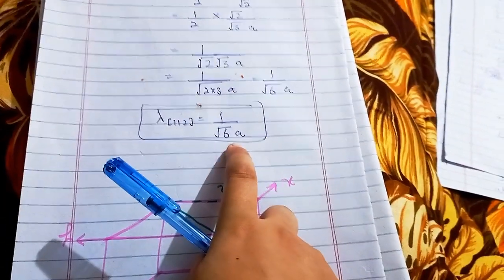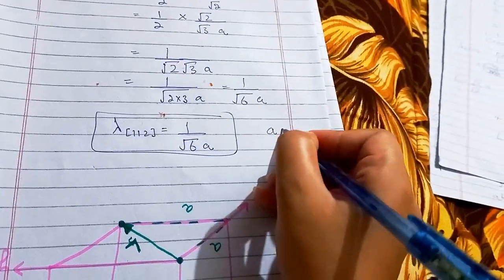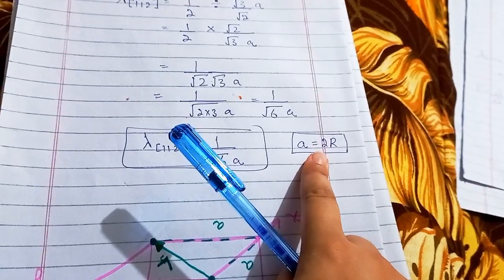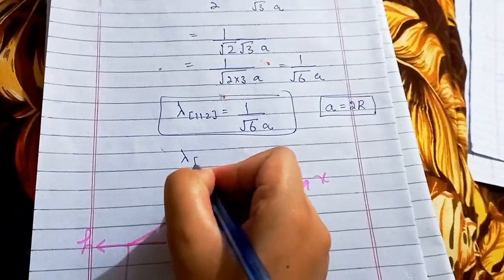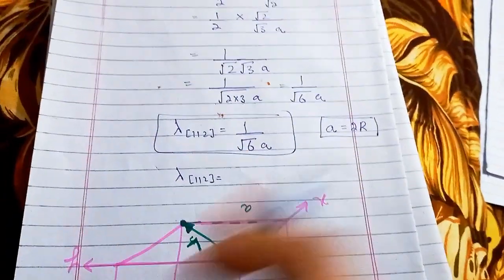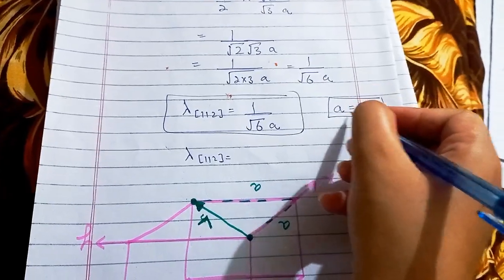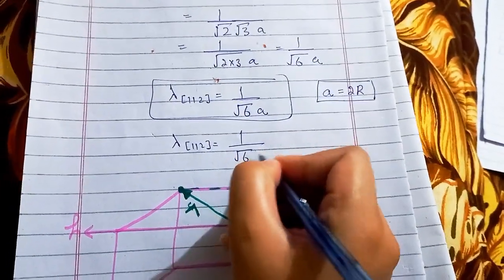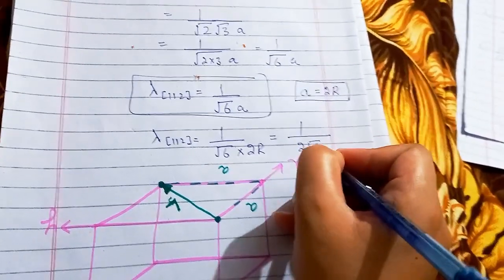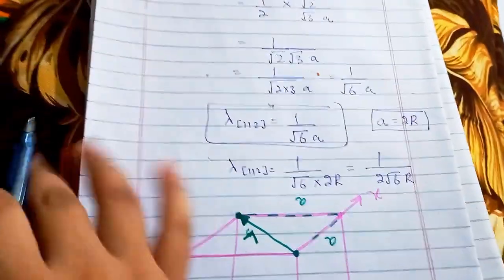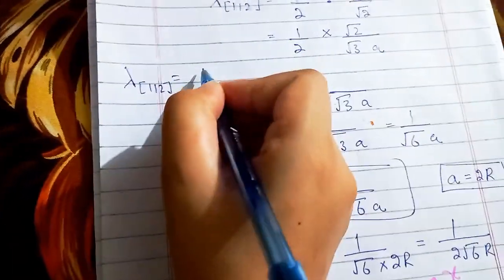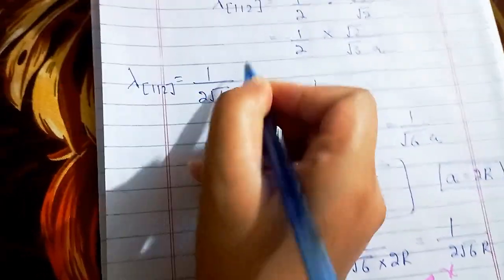We can convert it into atomic radius, because in simple cubic we know that a is equal to 2R. This is the relation that is true for simple cubic unit cells, and I have justified it in the part where I calculate linear density for the 100 direction. You can check out that part if you are interested in knowing how it is true. So 1 over root 6 into 2 capital R, and it's equal to 1 over 2 root 6 capital R. This is the linear density of the 112 direction in the simple cubic unit cell in terms of atomic radius.